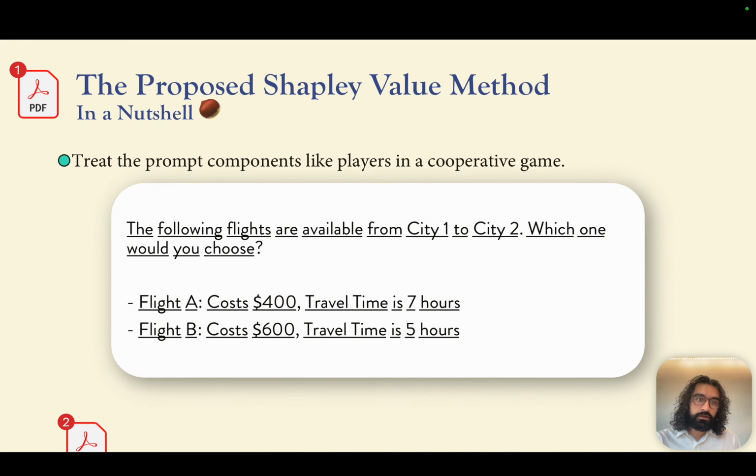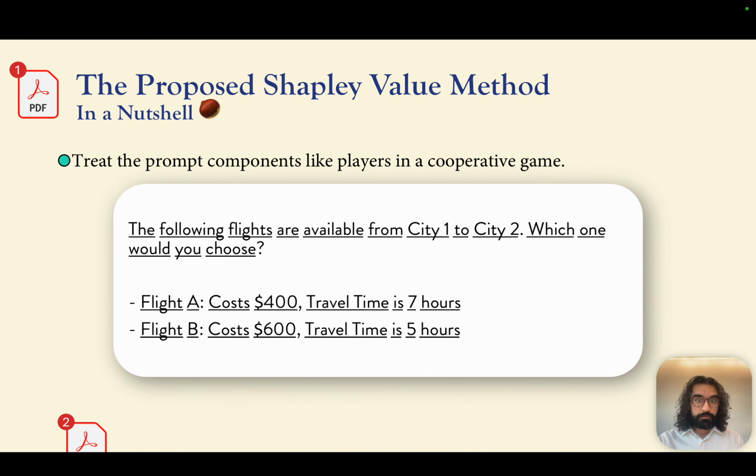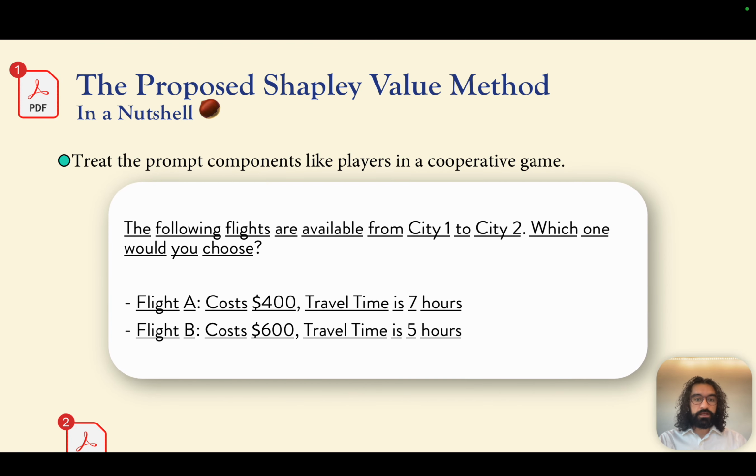Let's go ahead and summarize. In a nutshell, the method that I propose in this paper says to treat every part of the prompt as a player in a cooperative game, and the reward is the choice probability of the model for, say, flight A. Then calculate the Shapley value for each player to find their share of the payoff.